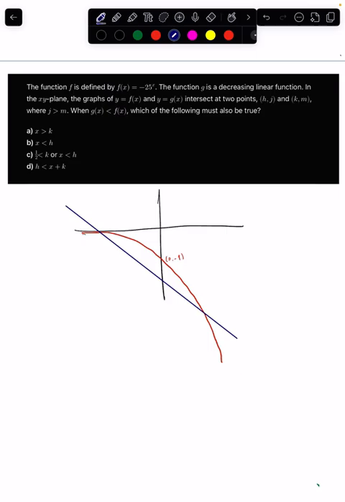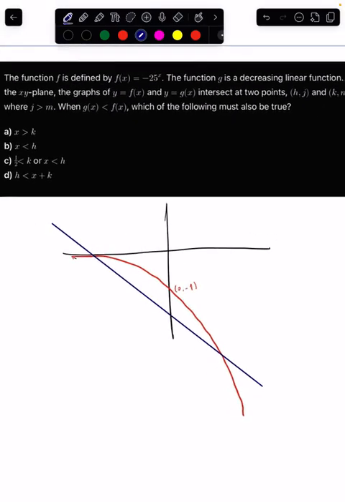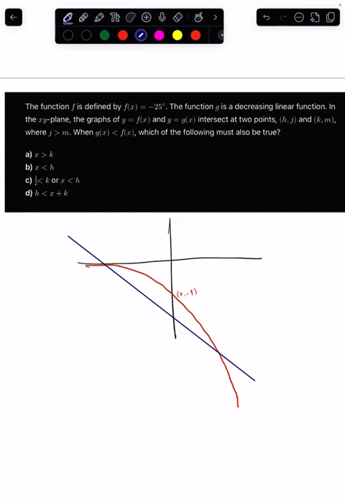H, J, and K, M. Okay, so I have these. Now some conditions. J is greater than M. What is J in here? J is greater than M. So the y's. In that case, J is in here because the y is greater in here, and this is lower. J is greater than M. So it's something like this.